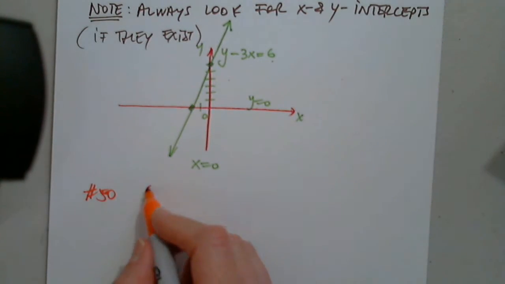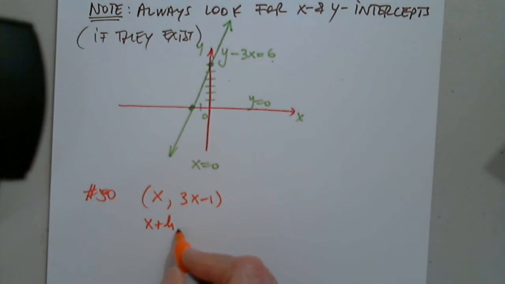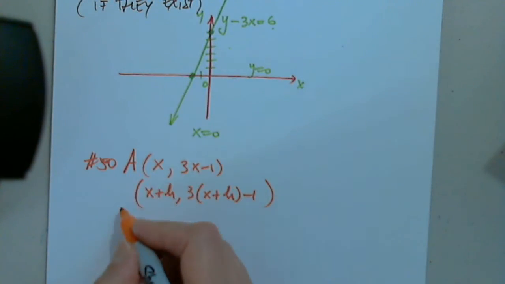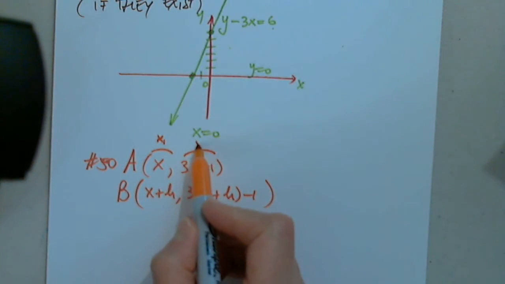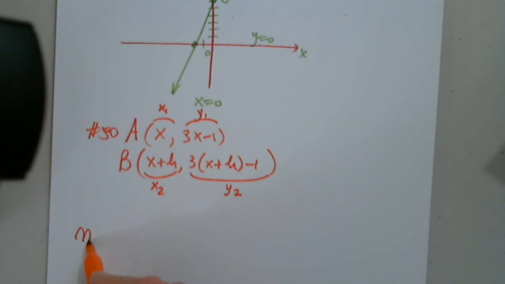So in 50 we have one point x comma 3x minus 1, and the other point x plus h, 3 in parentheses x plus h minus 1. Here they want us to find the slope of the line, and if the slope is undefined, state that. They don't want us to determine the equation, just the slope. Imagine this is point A and this is point B. So this is my x sub 1, this is my y sub 1, this is my x sub 2, and this is my y sub 2. They only want us to find the slope.